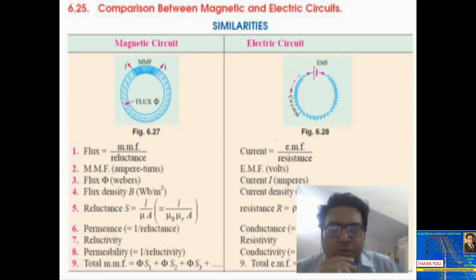So guys, today we are going to study magnetic circuit. Okay, so let's start magnetic circuit.